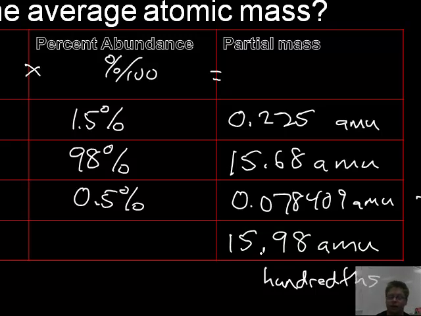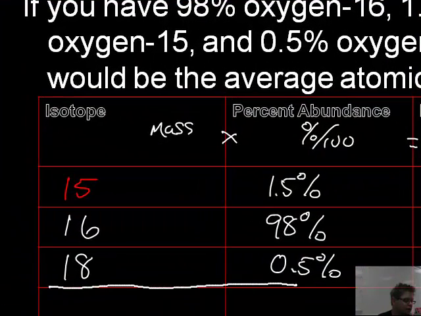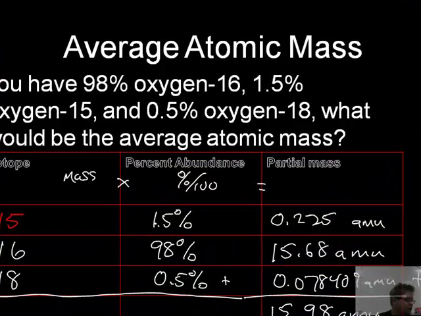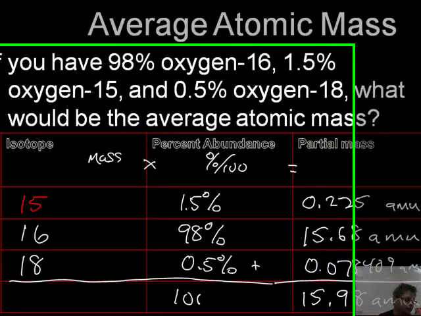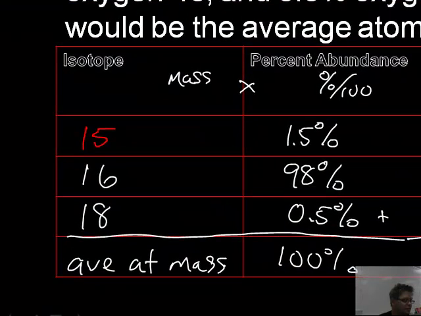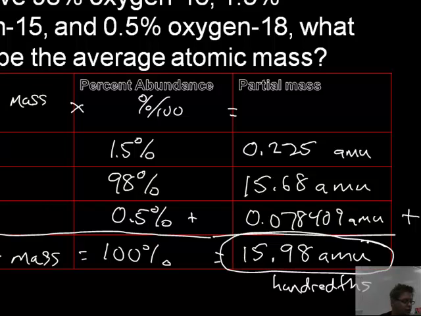We're probably going to do that on most of our average atomic mass problems. When you add all of these up, the percent abundances should add up to 100%. These partial masses add up to give you the average atomic mass of the substance. It's 100% of its abundance, equal to 15.98 AMU. And that is your answer.